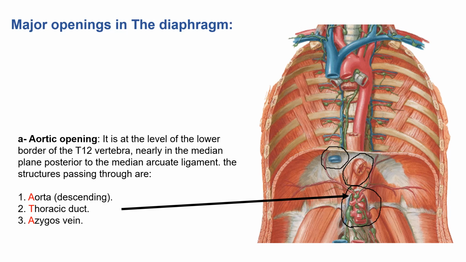The first one is the aortic opening here. It lies at T12 as we said before. It lies just below the median arcuate ligament. Three structures are passing through this opening. The first one, the largest one, is the aorta, descending aorta. We have the thoracic duct and we have the azygous vein. So through the aortic opening, three structures are passing: descending aorta, thoracic duct, and azygous vein.